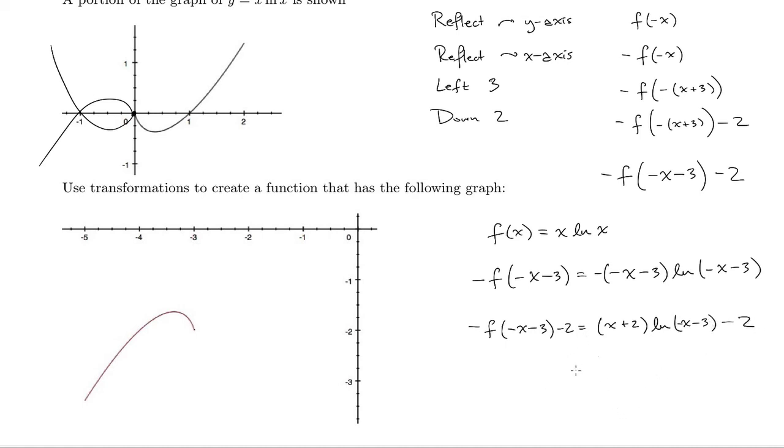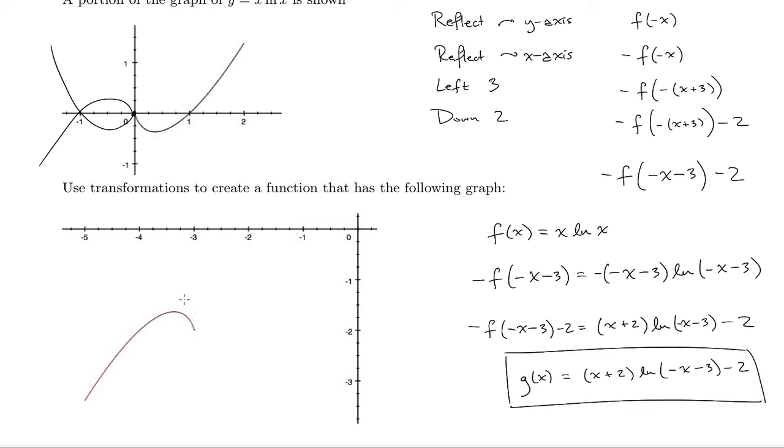And there's our new function. I'm going to call it g of x. g of x is x plus 2 times the natural log of negative x minus 3, minus 2. And that function has this curve as part of it.